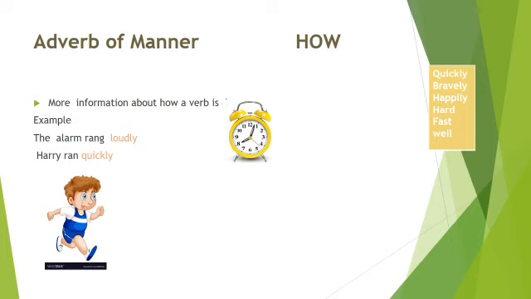Let's look into another example. Harry ran quickly. Here we are able to know that Harry ran, but quickly is describing the manner in which Harry ran. So quickly is an adverb. As this adverb describes the manner in which the action is performed, they are called adverbs of manner. Here's a list of words: quickly, bravely, happily, hard, fast, and well.